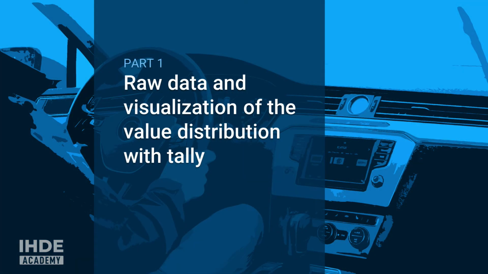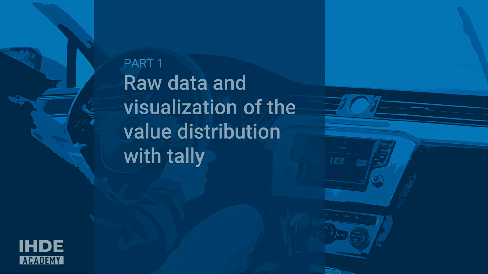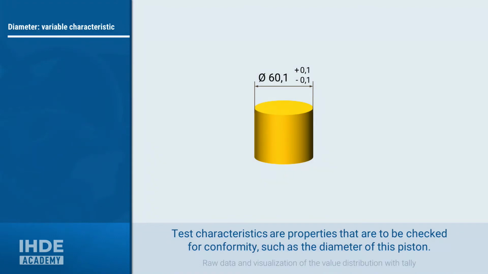Let's start with the raw data list and the visualization of the value distribution using a tally sheet. As an example, we use the diameter of a piston. The piston shown here is the basis of our fictitious data collection for the measured actual values. The characteristic to be measured is the diameter of this piston. This has a nominal diameter of 60.1 mm. Its tolerances are minus 0.1 and plus 0.1 mm.